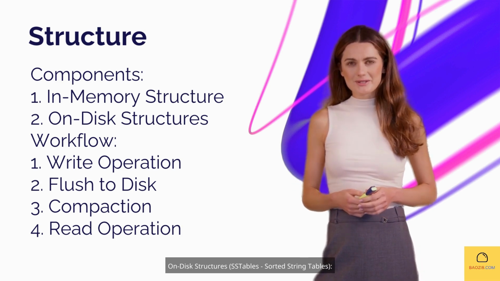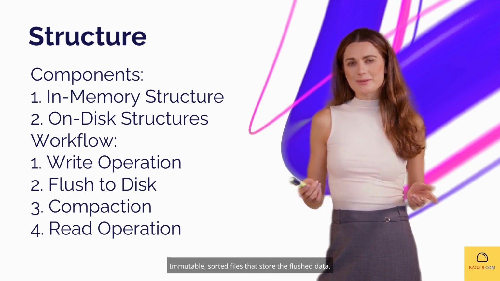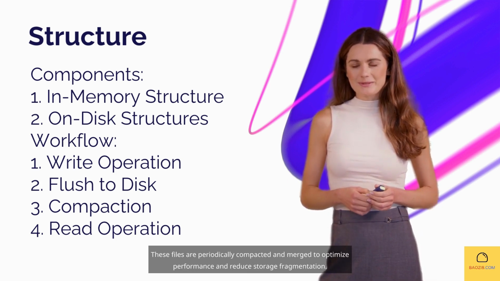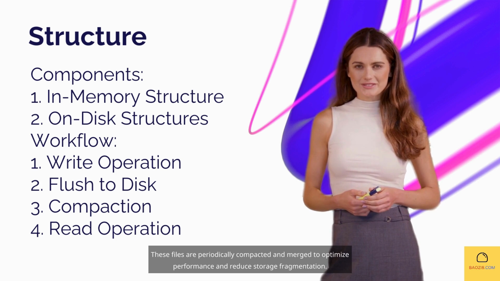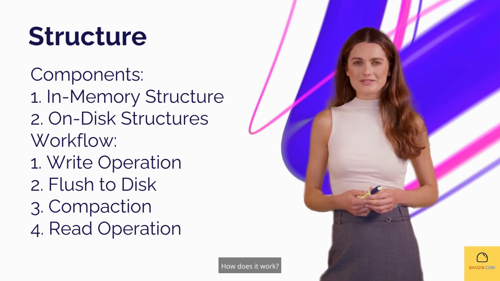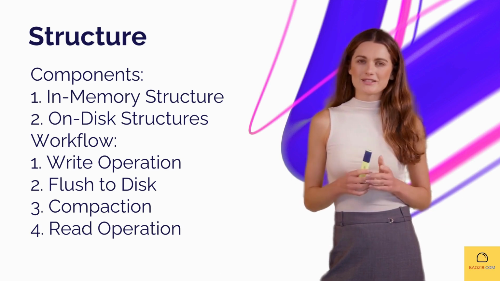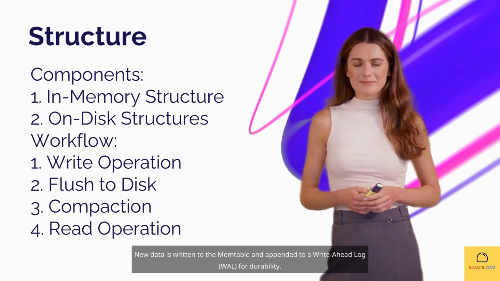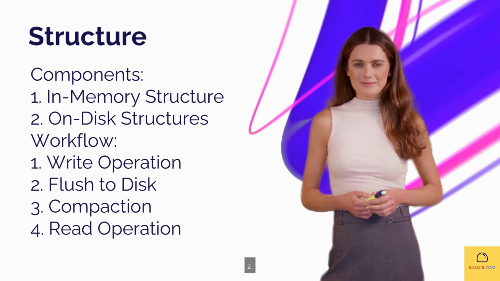2. On-disk structures, SSTables, sorted string tables. Immutable, sorted files that store the flushed data. These files are periodically compacted and merged to optimize performance and reduce storage fragmentation. How does it work? 1. Write operation. New data is written to the memtable and appended to a write-ahead log, WAL, for durability.